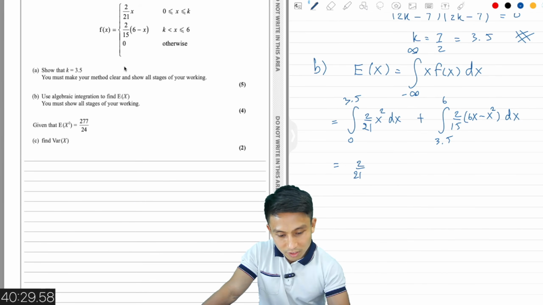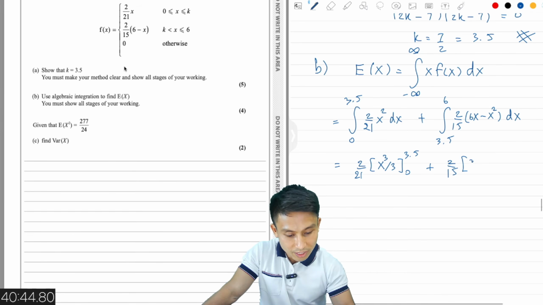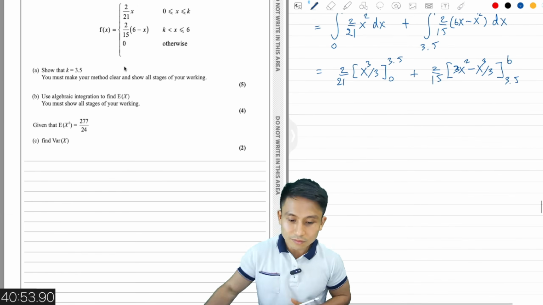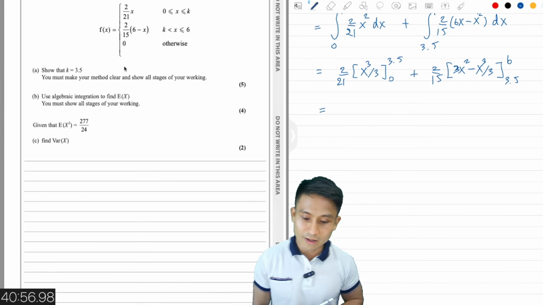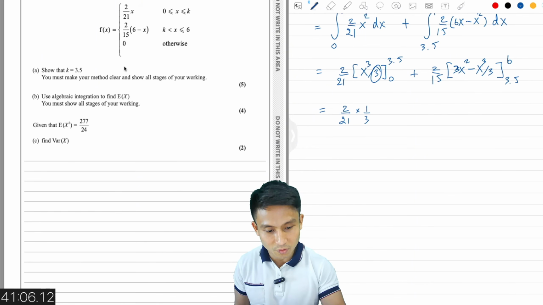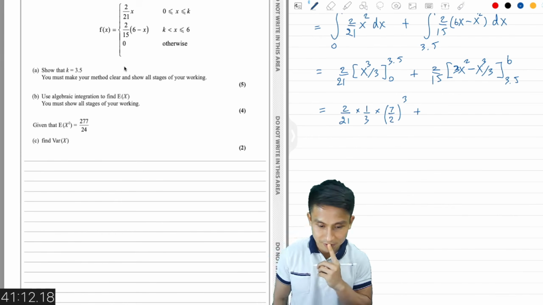So this is 2 over 21, and then x cubed over 3 here, putting the bounds in. And then this is 2 over 15, 6x squared over 2, so that's just 3x squared, and this is x squared over 3, and the bounds are 3.5 and 6. For the first one, 0 makes it go away. For the lower limit, we just do 2 over 21 times 1 over 3, but the x cubed is just 7 over 2 to the power of 3. Okay, that's the first term, done.